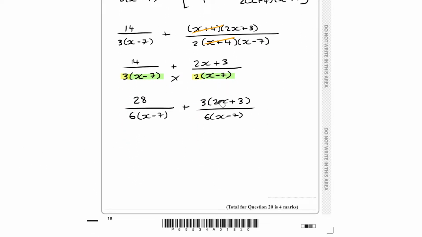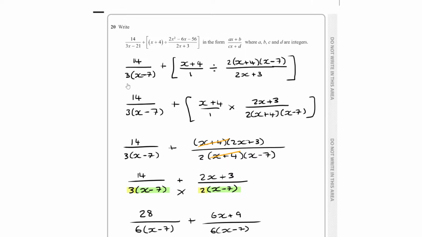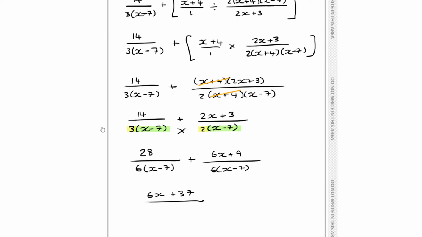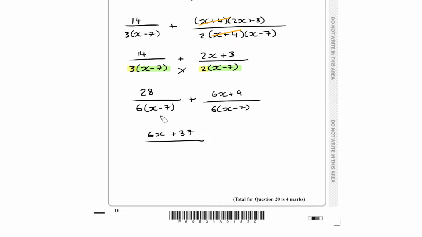So I'm going to expand this here. So that would be 6x plus 9, wouldn't it? Let's just change that. Because they've got a common denominator, you can then just literally add them, can't you? So 6x plus 9 plus 28 would be plus 37, wouldn't it? And in the denominator, I've got it currently factorised, but if I go back, do you see in the actual question they asked for it, there are no brackets, it's not factorised. So what I'm going to do is expand the denominator as well at this point. So that would be 6x minus 42.